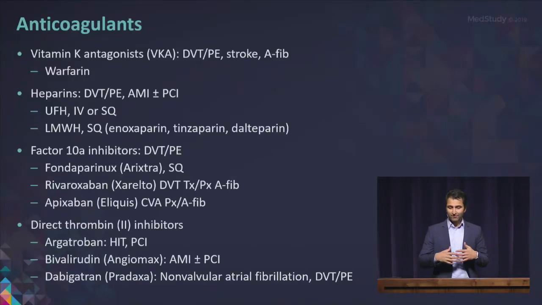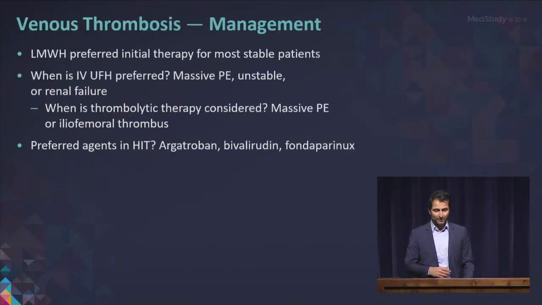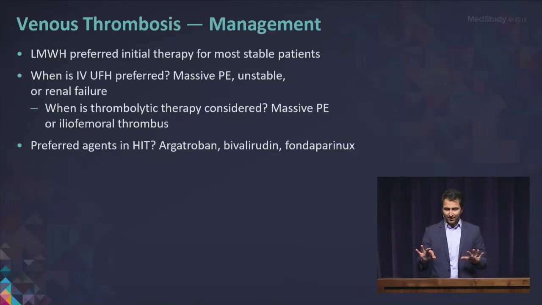So this is some info on the basic classes that we have: vitamin K antagonists, the heparins, the factor Xa inhibitors, and the direct thrombin inhibitors, including some of the new oral anticoagulants, rivaroxaban, apixaban, and then dabigatran down at the bottom, and the conditions that they're indicated for. But I want to hit on a couple of key scenarios that I see over and over again and that you may see so that you're good with them.